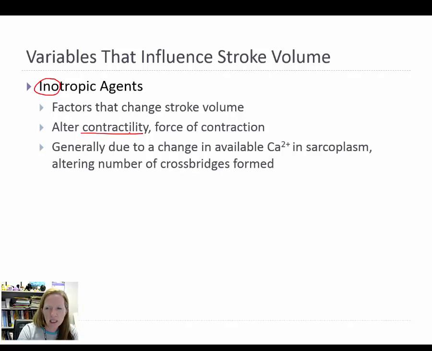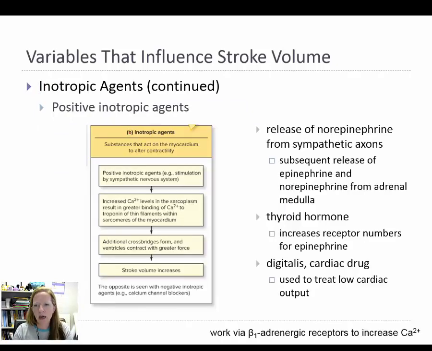Really what's happening is something with the calcium levels at the sarcoplasmic reticulum. If you think about it, more calcium levels means more calcium to the troponin, and that means that you are going to get more cross bridges formed, which means a stronger force of contraction. So that's what's happening there.